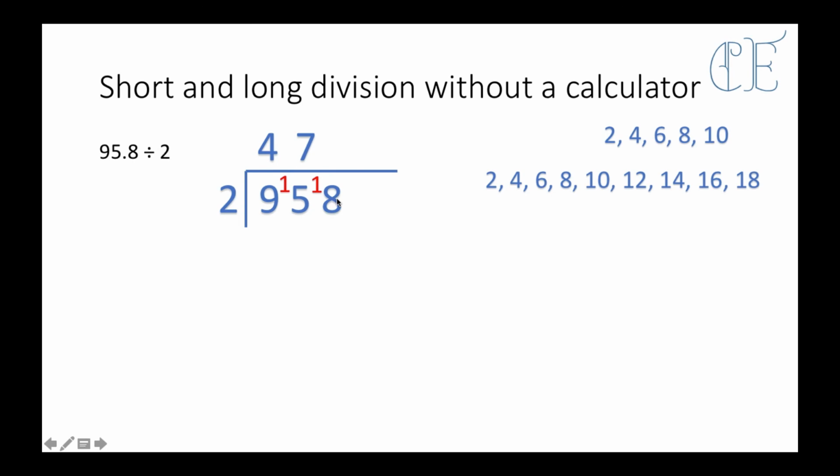And then how many 2's go into 18? 1, 2, 3, 4, 5, 6, 7, 8, 9. So 9 goes there. And because I have one number after my decimal point, I have to go 1 place backwards, and my decimal point goes there. So my actual answer is 47.9.